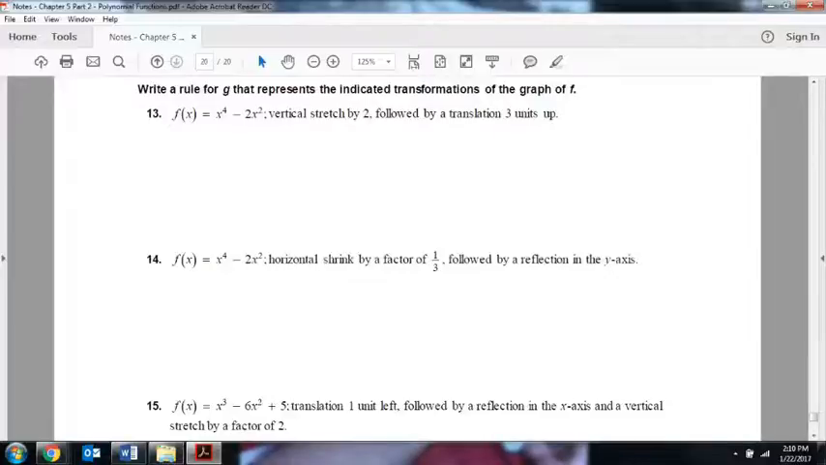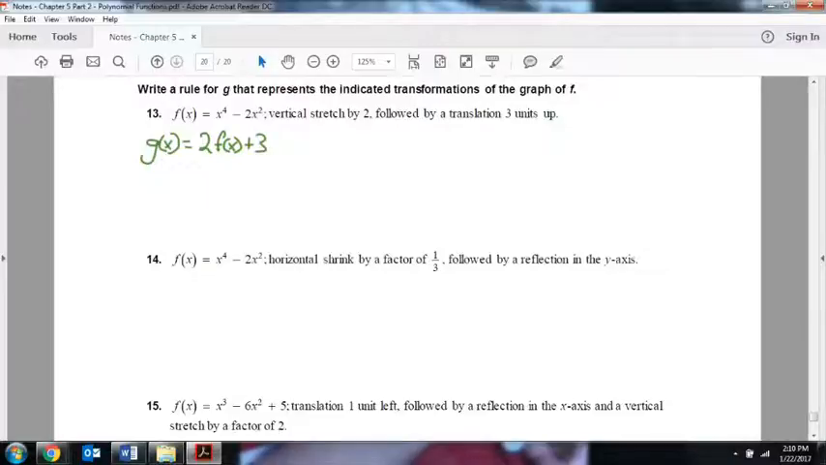So first things first, I'm going to write a rule. So my g of x is going to equal, and if I vertically stretch by 2, vertical's on the outside, it's all normal, so I'm going to multiply by 2, followed by a translation 3 units up. So again, that's on the outside because it's going up and down.